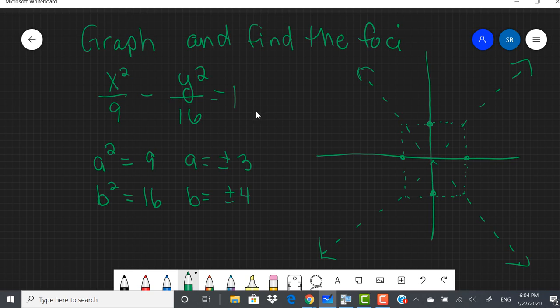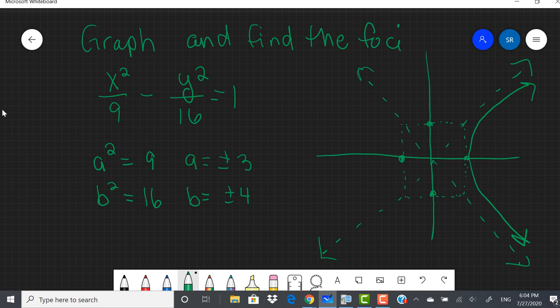Okay. Now, because my x squared is first, it's a little bit different than an ellipse. In an ellipse, we always say the major is the one that's longer. That doesn't matter here. The longer one is in the y's, but because my x squared comes first and we have a minus sign, my parabolas are going to be on the x-axis. And what do I mean by parabolas? Well, that's what they look like. They're going to be these u's like this.